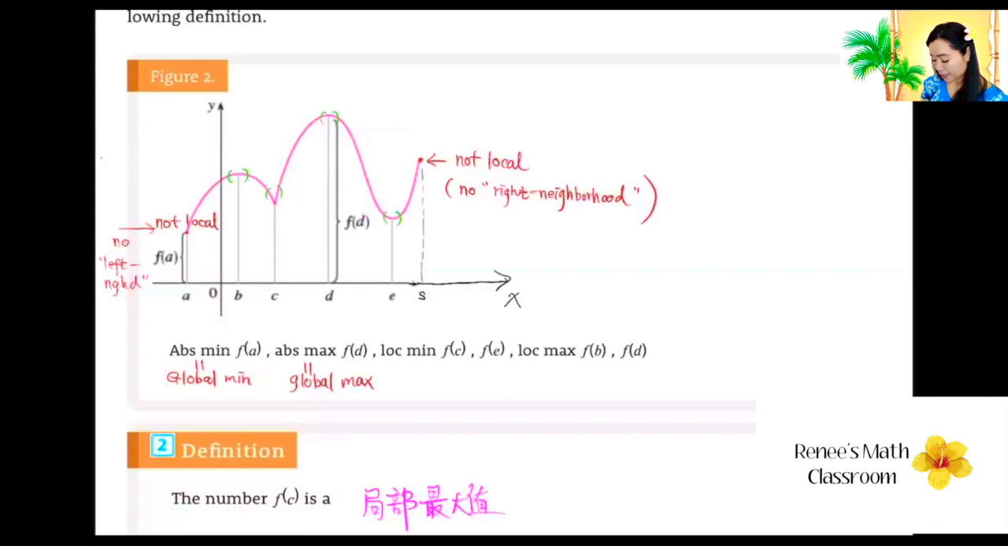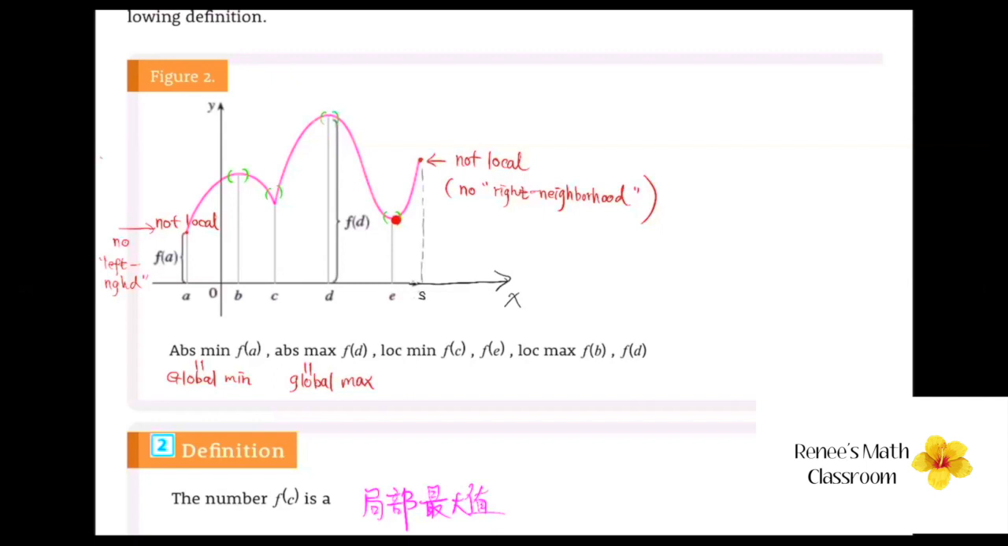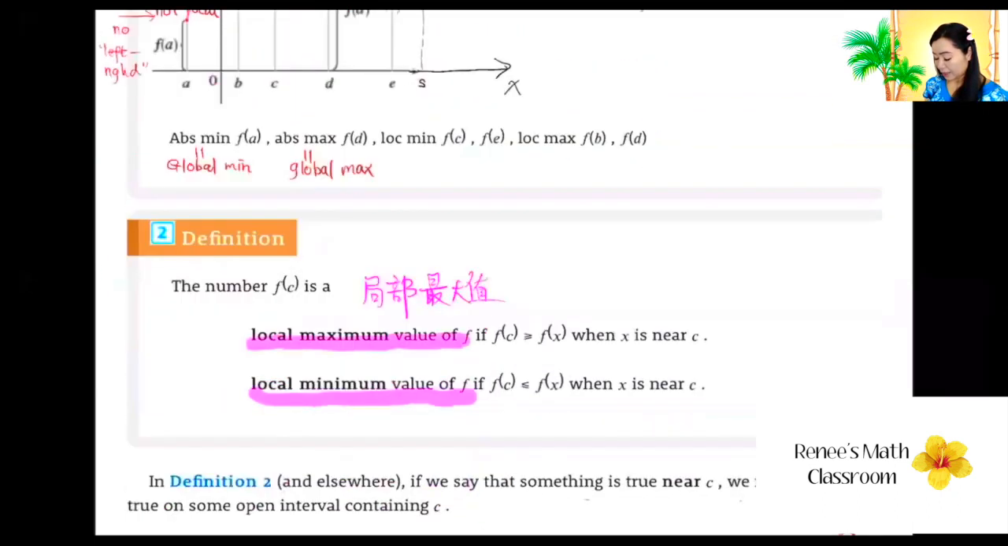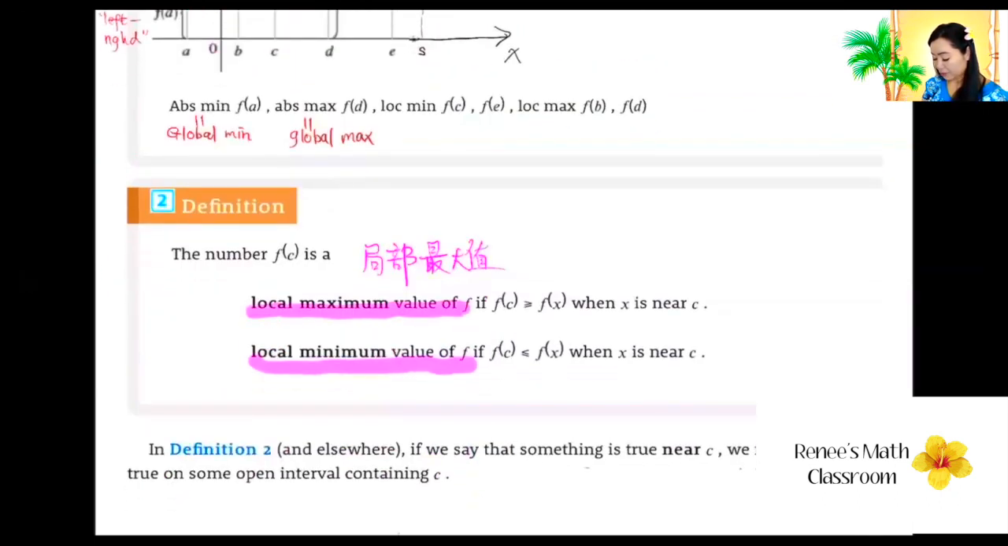So over here, f(a) is the absolute min. This is the local max. This is the local min. f(c) is a local min. f(d) is the absolute and local max. This is a local min. And over here is neither. It's not local and it's not absolute either. Okay, so the definition for a local max and local min is stated over here.